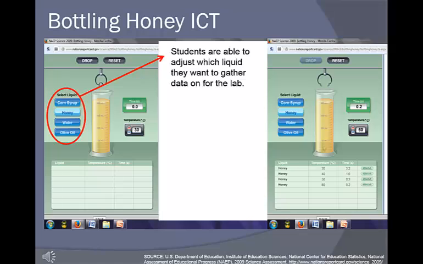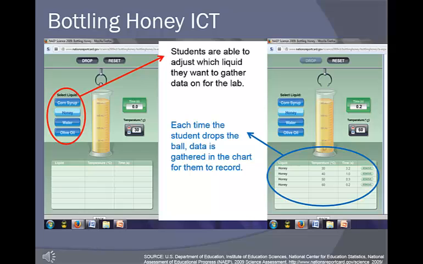Students are able to adjust the liquid they want to gather data on for each lab. Each time the student asks for the ball to be dropped, data is gathered in the chart for them to record.